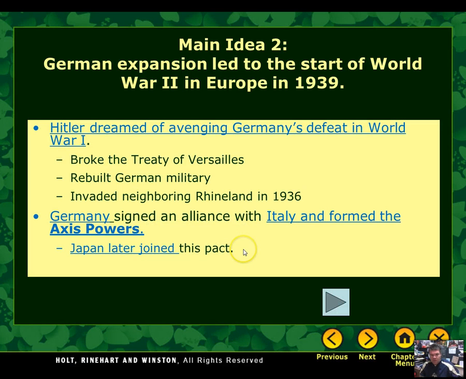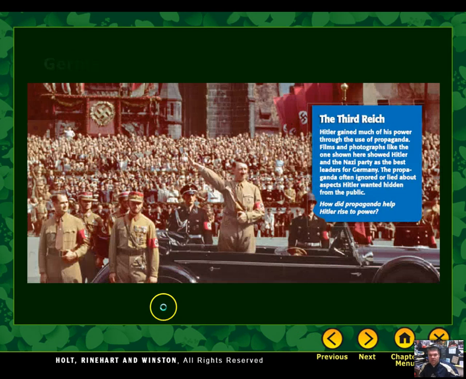Okay. Germany then signs an alliance with Italy, and they form what's called the Axis powers. And Japan later joins this pact. Let's make sure you see that. Here you can see Adolf Hitler, and he's on parade, and you can see his followers cheering for him, the German people cheering for him.